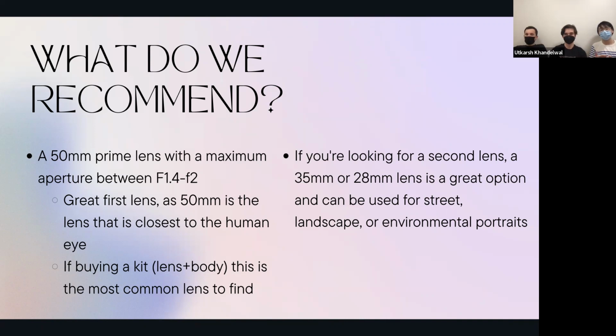And if you're looking for a second lens, we really recommend getting a wider lens, like a 35 or a 28. Most of the main cameras that I use have 28s on them. I do love that focal length. It's great for street photography, which is what I primarily use it for, as well as landscape photography and environmental portraits, when you're trying to get a little bit more context to your image.